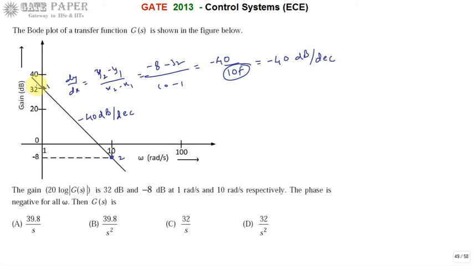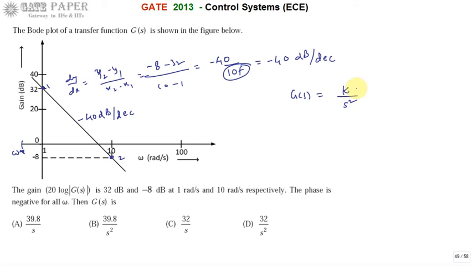If you observe, it starts from omega equal to 1, and before that it is also there, so even at omega equal to 0 it is present. That implies there is a pole at origin. There is a double pole at origin, since minus 40 decibels per decade continues beyond omega equal to 1. So we can write the transfer function G(s) with a double pole at origin, and every system will have some gain, that is K.